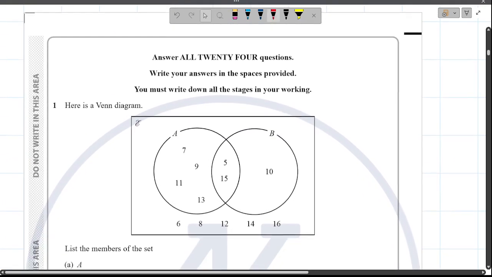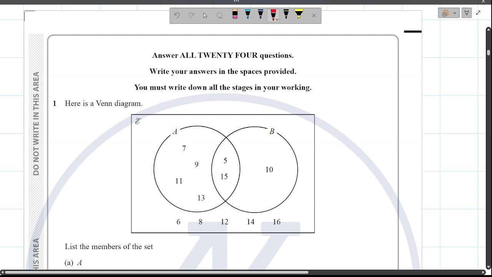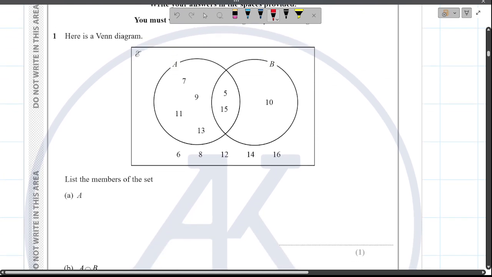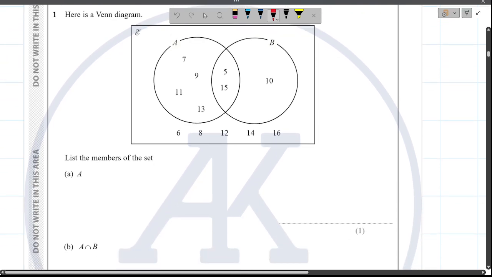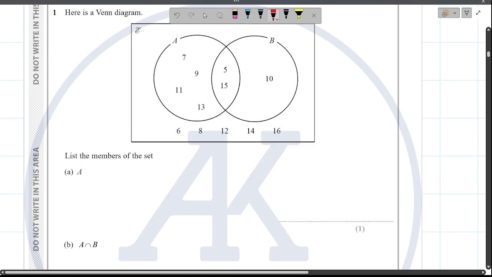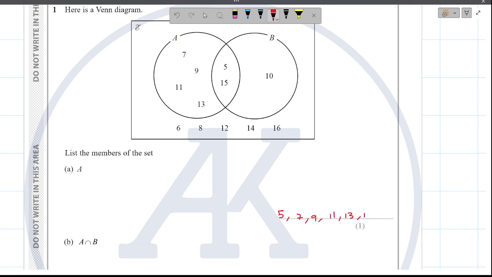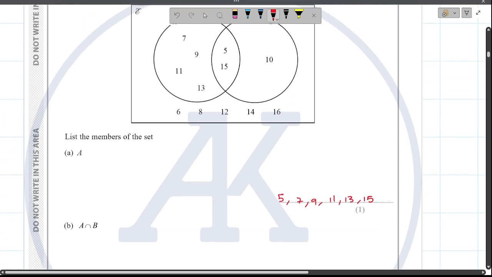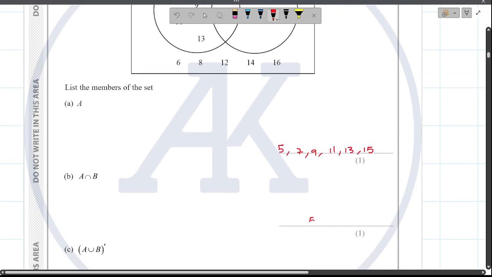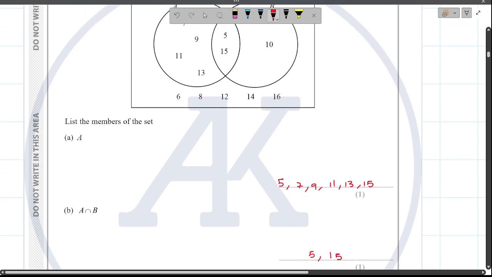Let's start. Question number 1. Venn diagram, we have sets A and B, and the question is list the members of the set A. So we have here 5, 7, 9, 11, 13, and 15. A intersect B has 5 and 15.